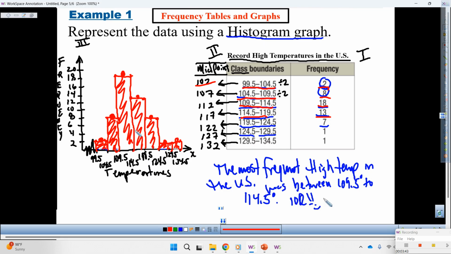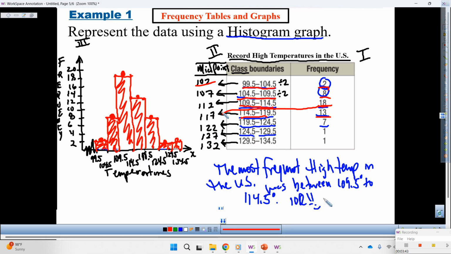By looking at this data, we can see that the highest frequency is what? 18? But what does that mean? According to the table, highest temperature in the U.S. for the 50 states. So we wrote the most frequent high temperature in the U.S. was between 109 to 114. Is that pretty accurate? Yes.